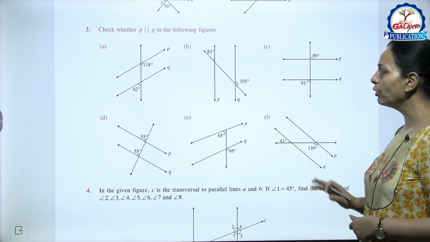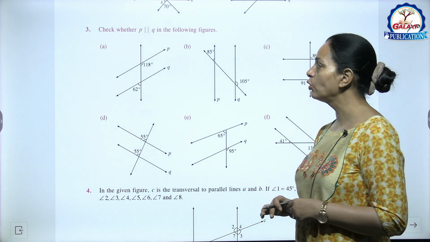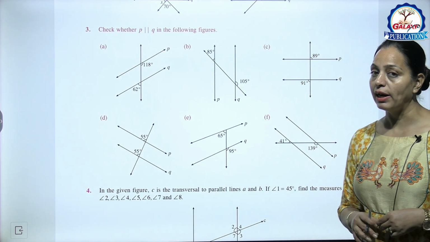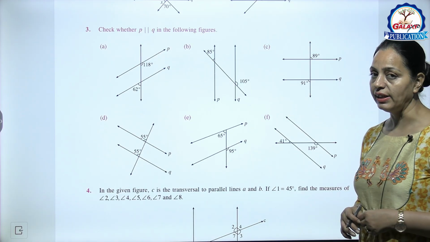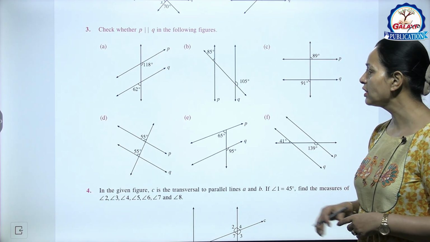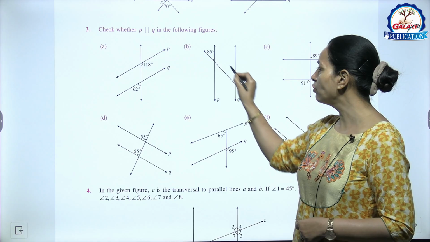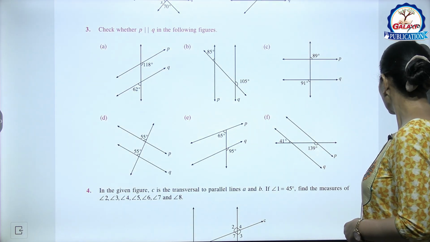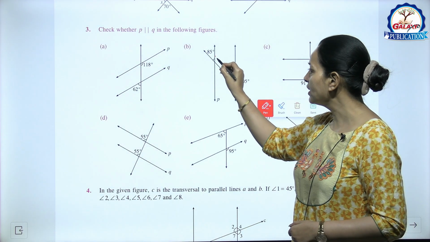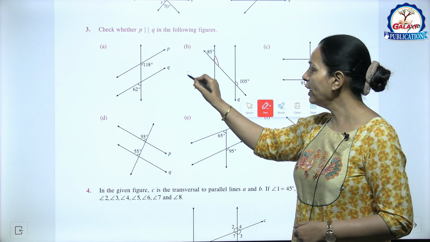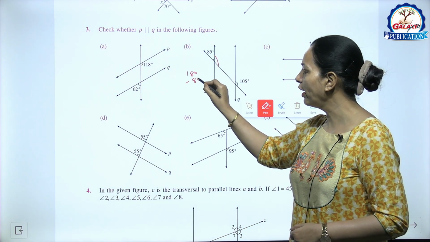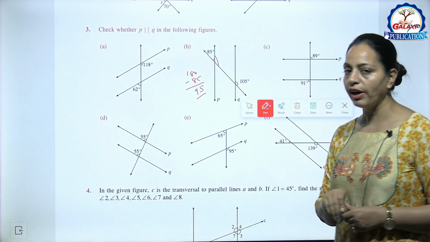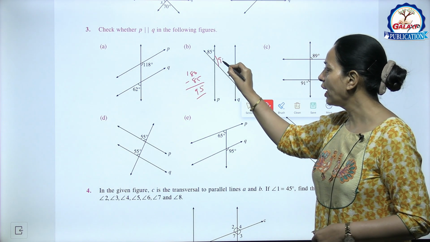Okay. Now question number 3, check whether P is parallel to Q in the following figure. We have to check whether P and Q are parallel or not. So how can we check this? Like here B part, we have two angles, 85 and 105. So what can we do? We find the adjacent angle. So 180 minus 85, what will you get? You will get 95. So this is 95.